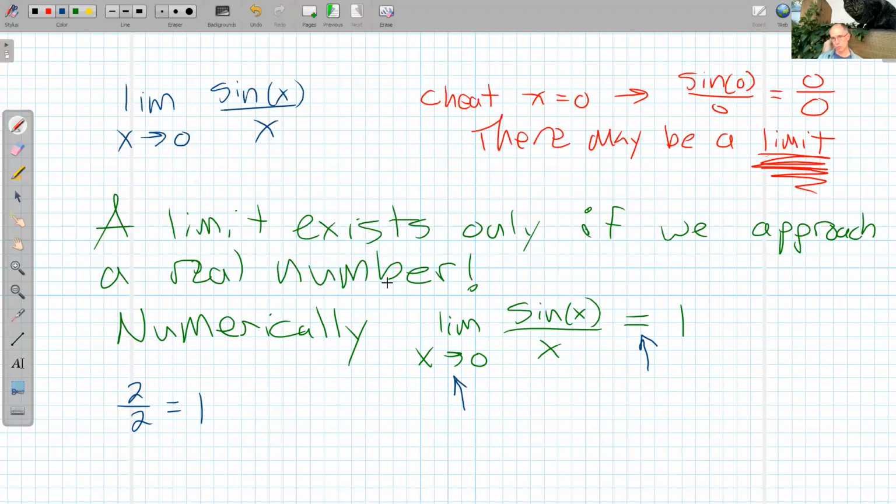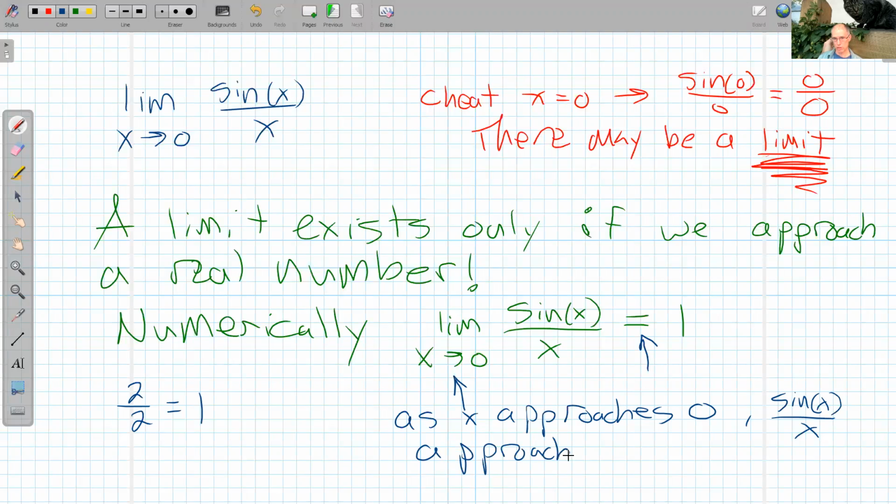So the proper way to read all this, even though I put an equal sign there, it's a little bit different context, as x approaches 0, the sine of x over x approaches 1. In this case, it doesn't actually get there.